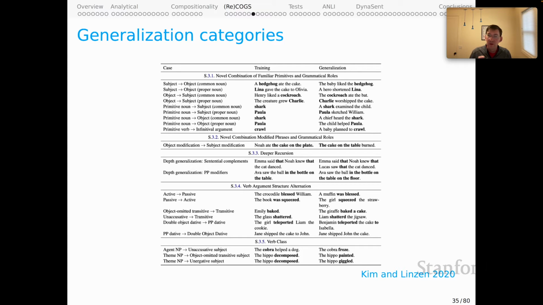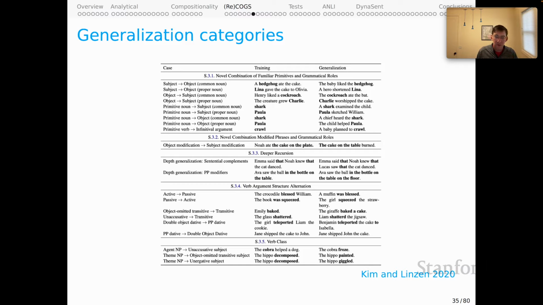For the primitive to grammatical role splits, we see these primitives like shark and Paula as isolated elements in training, and then in generalization, we encounter them in full sentential context, and we have to figure out what to do with them. There are also novel combinations of modified phrases. For example, object modification to subject modification means that modifiers like on the plate occur in object position during the train examples and then in subject position in the generalization split. That turns out to be very difficult indeed.